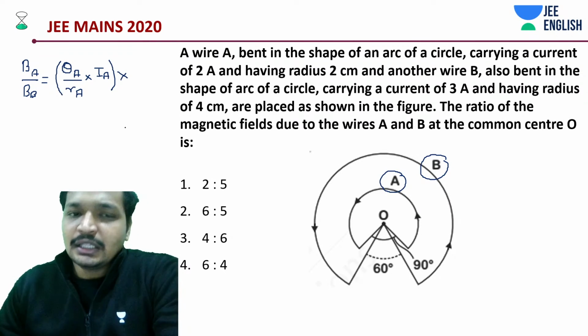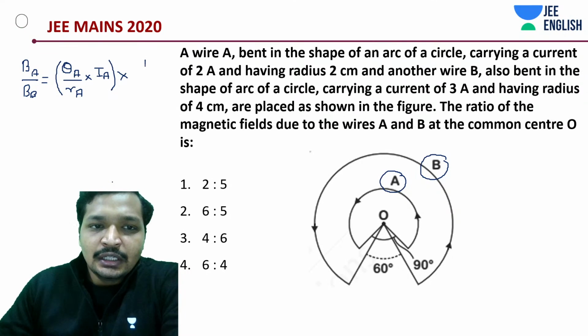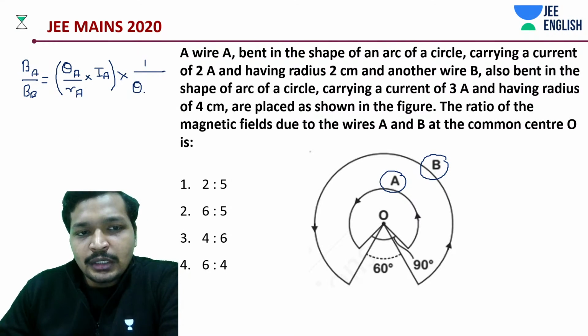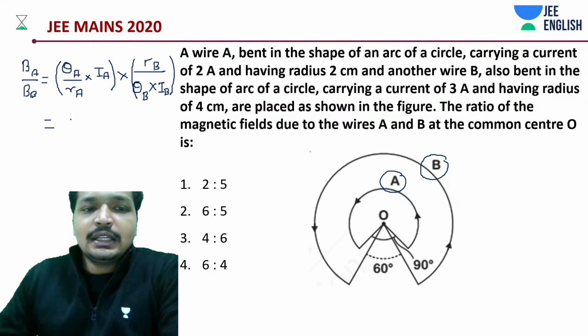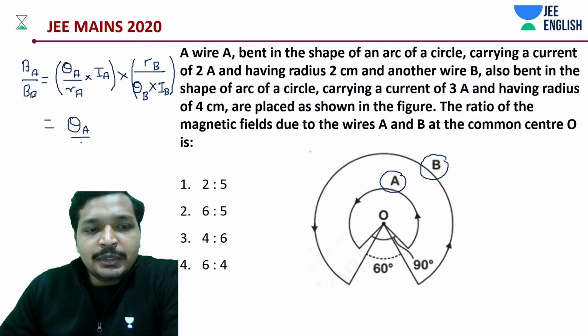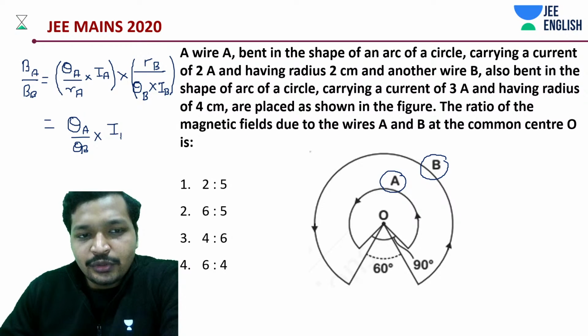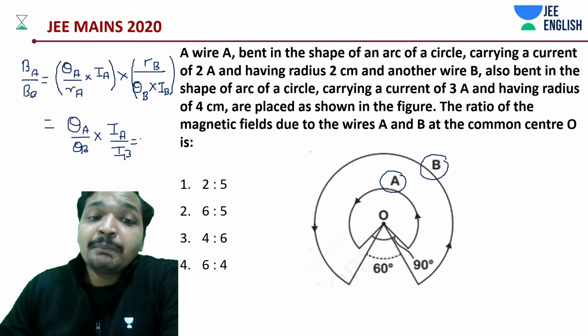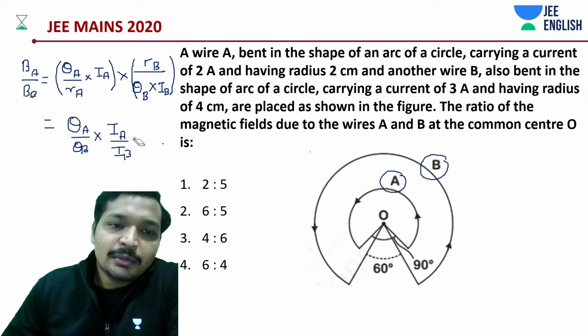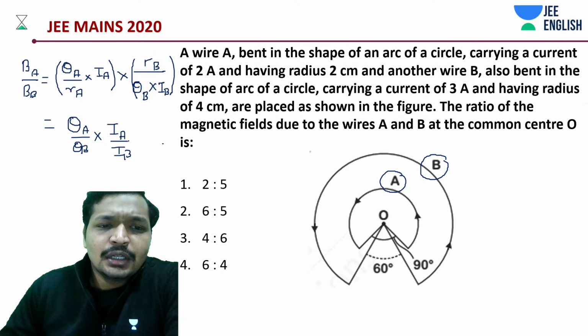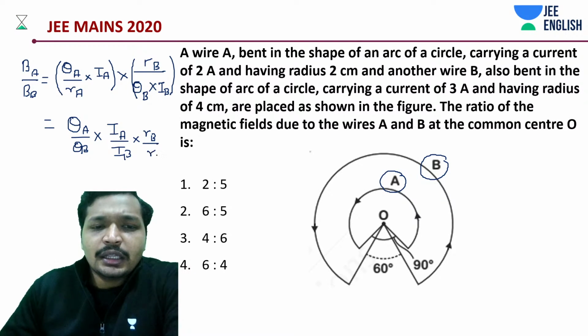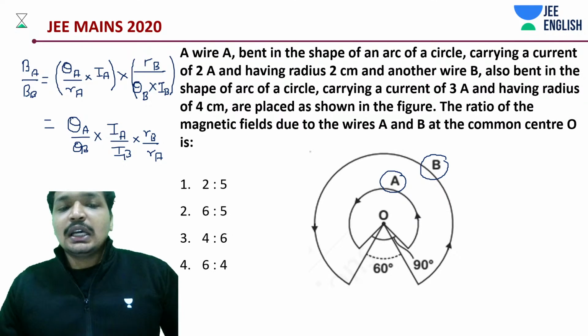We'll understand the concept. Don't worry about the concept right now. This 1 divided by theta B into IB into RB. Even if you haven't done it, don't worry about it. Just focus on this thing, you'll get the answer. The theta A by theta B ratio we need to know, and then we need the IA by IB ratio, and then we need the RB by RA ratio. RA by RB, but RB by RA. Okay. RB by RA ratio. And this theta A is what?